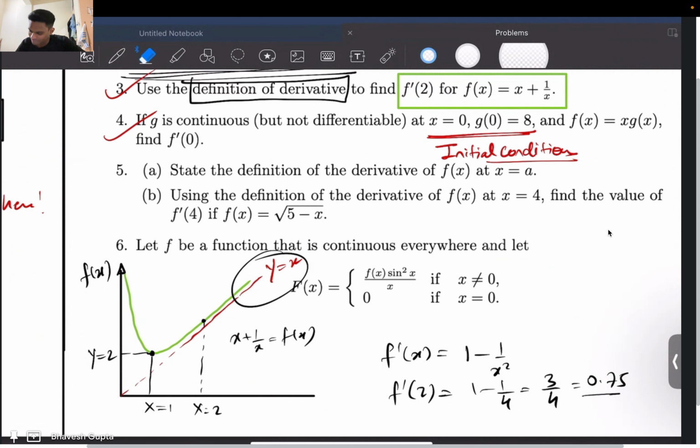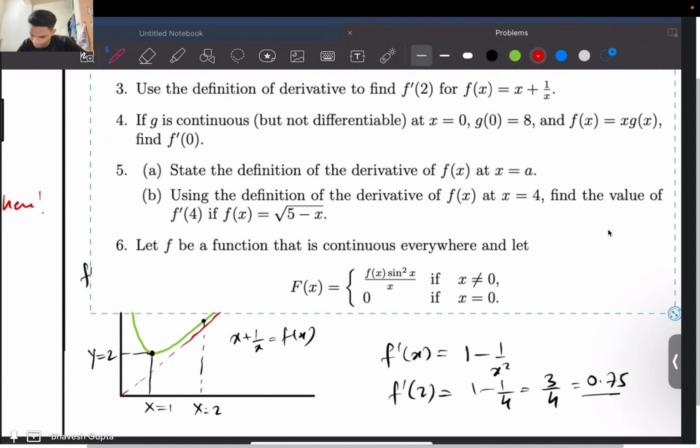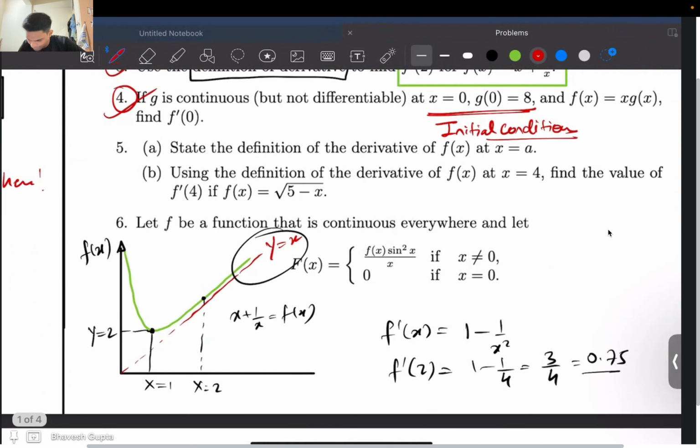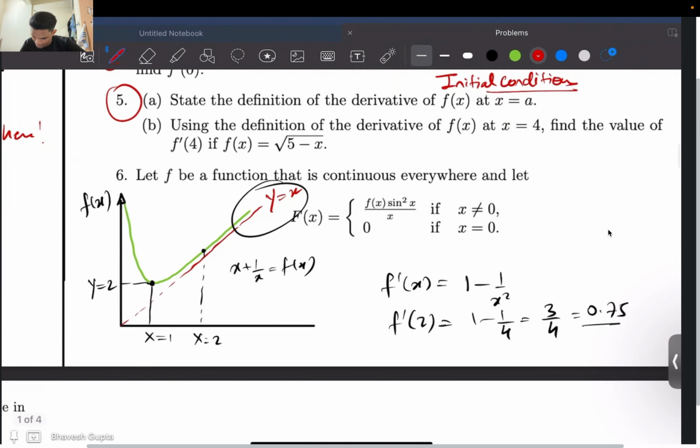Maybe they want you to see this. Check out. Again, we will come back to this question next time. Just see whether we have got the correct way or not. So state the definition of the derivative. Again, you guys can do this. Same thing. Let's go to the sixth question.